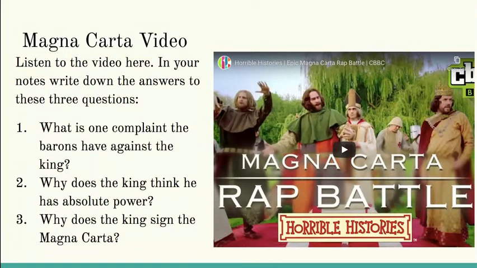So this is a reenactment, again, of King John meeting with his nobles and being forced to sign the Magna Carta.